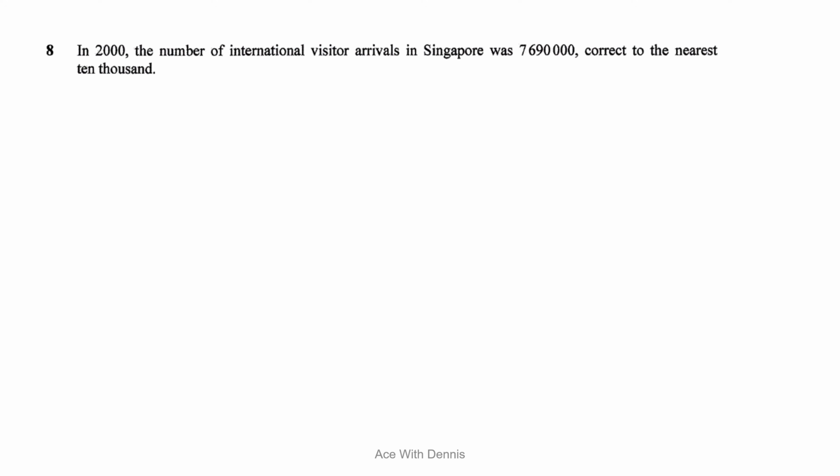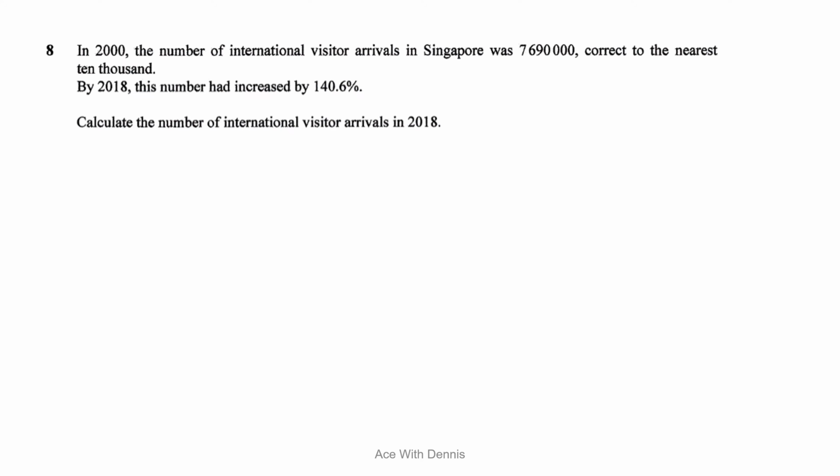Question 8. In 2000, the number of international visitors arrived in Singapore was 7,690,000, correct to the nearest 10,000. By 2018, the number had increased by 140.6%. Calculate the number of international visitor arrivals in 2018. 2 marks.